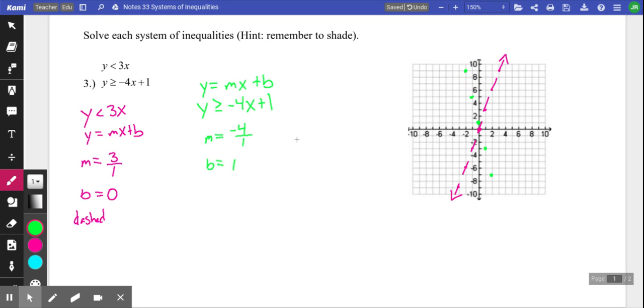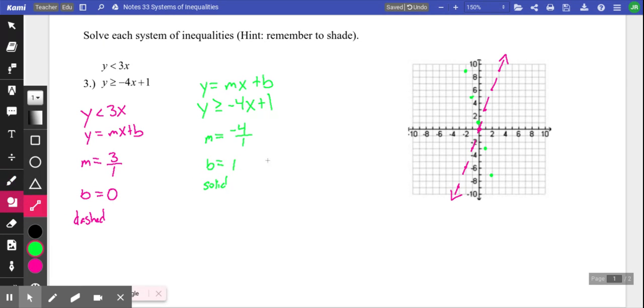Now, this one has an or equal to, which means I'm going to use a solid line because these points that I just plotted would be solutions for this inequality. So I'm going to use a solid line to connect these.